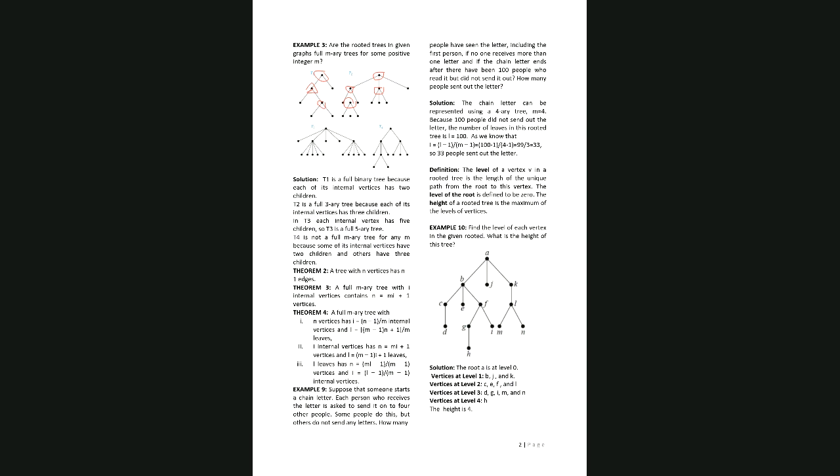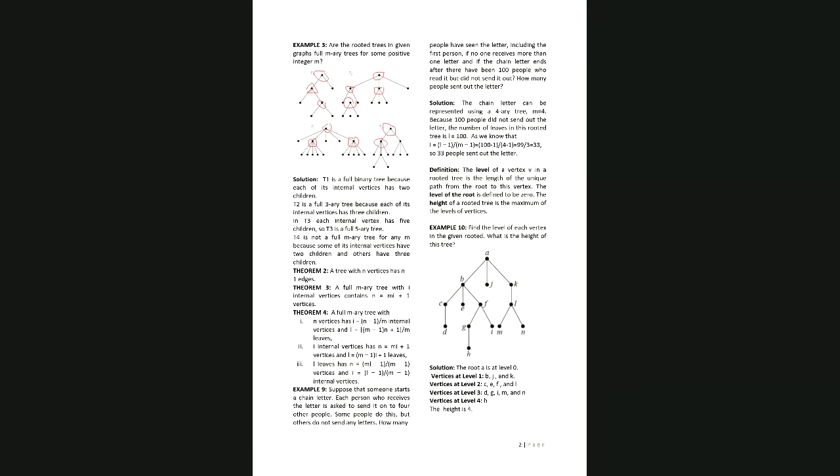See here, this is an internal vertex, this one is an internal vertex, this one is an internal vertex. All these three vertices have five children, 1, 2, 3, 4, 5, 1, 2, 3, 4, 5, 1, 2, 3, 4, 5. All of these have five children, so this is a full 5-ary tree.